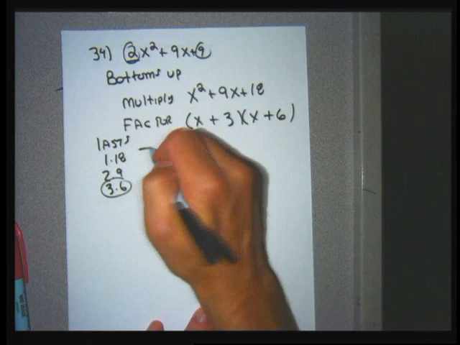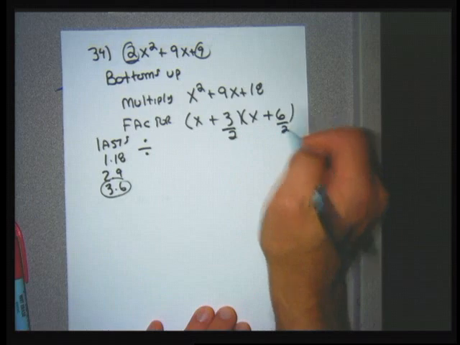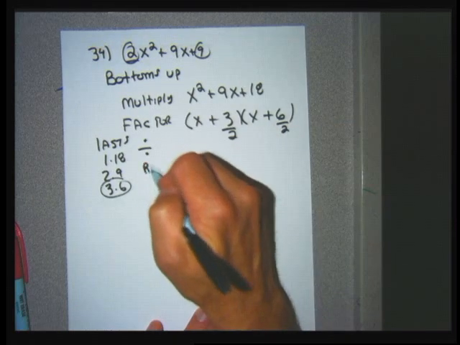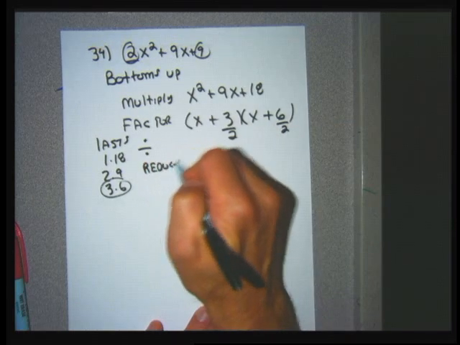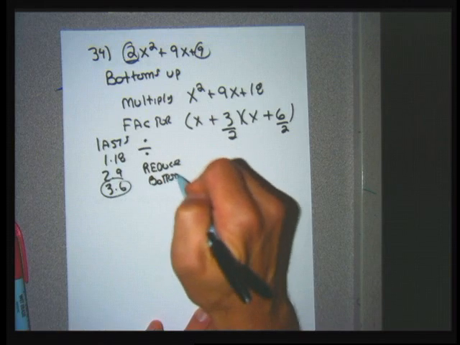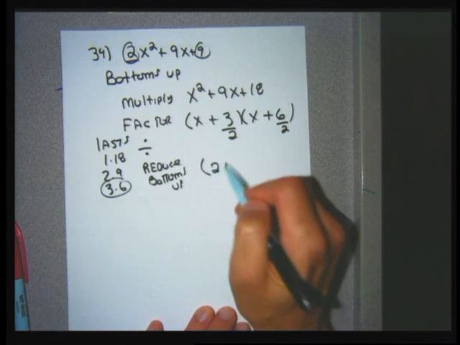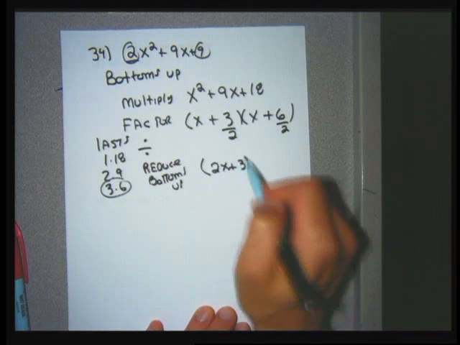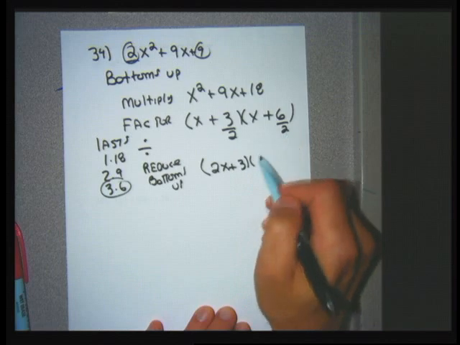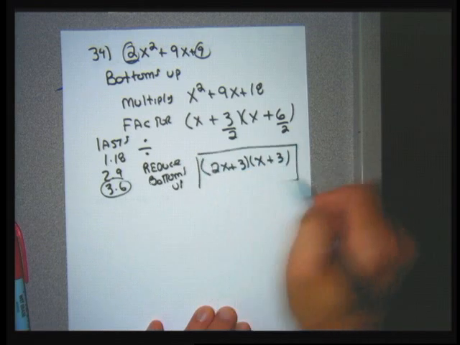And now I'm going to divide. I started off multiplying by 2, so I'm going to divide by 2. And then I'm going to sneak the reduce and bottoms up into one big step. First fraction doesn't reduce, so I'm going to bottoms up it and get a 2x plus 3. Second fraction, 6 over 2 reduces, and I get an x plus 3. This is going to be my answer.